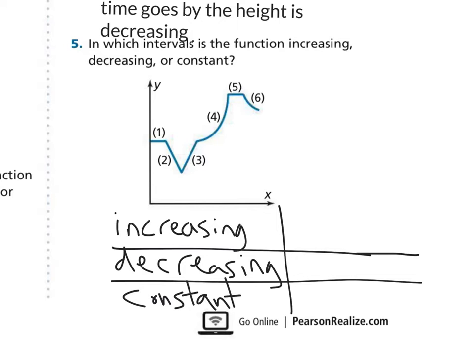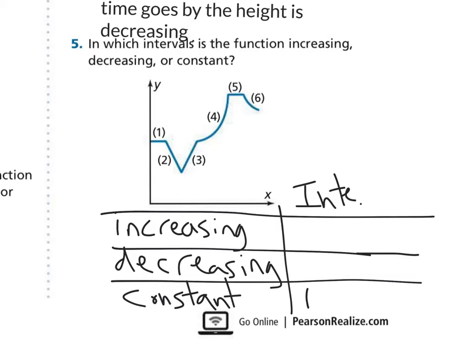Okay, so interval 1, it's going straight across, so that would be constant. We could label this, I guess, interval or intervals. Interval 2, it's going down, so that would be decreasing. Interval 3, it's coming back up, so that would be increasing. Interval 4, it's also coming back up some more, so it's increasing.